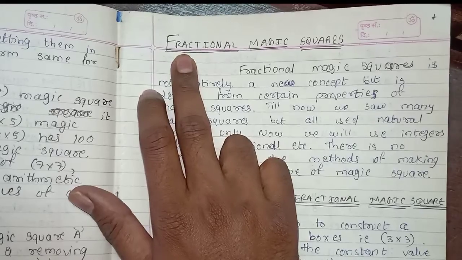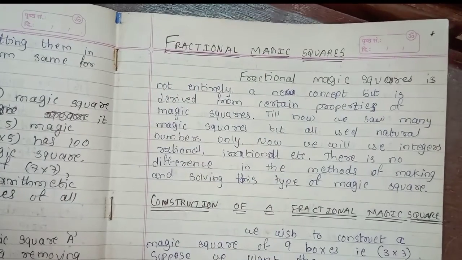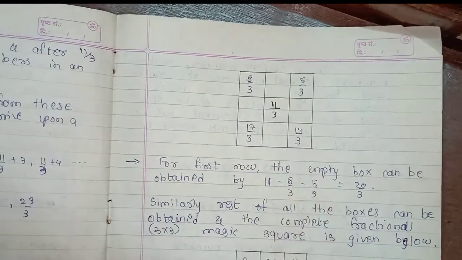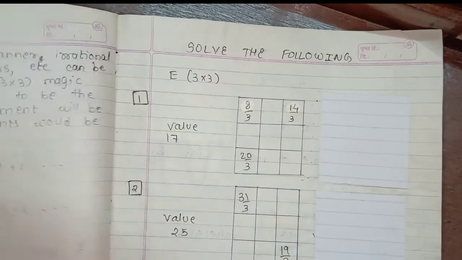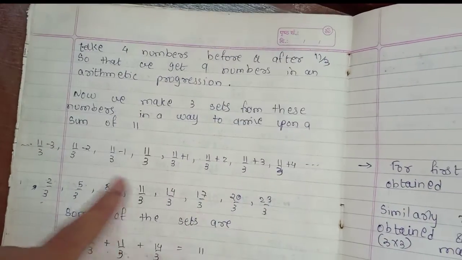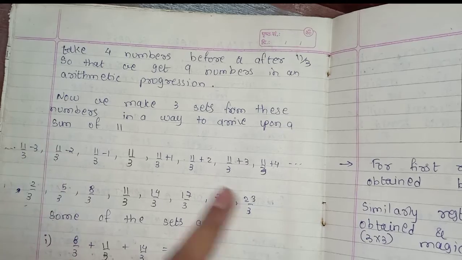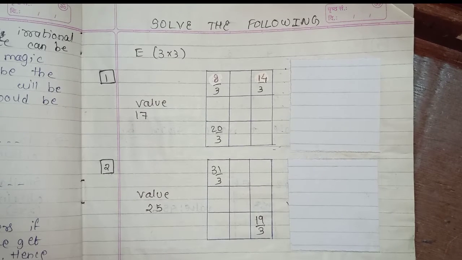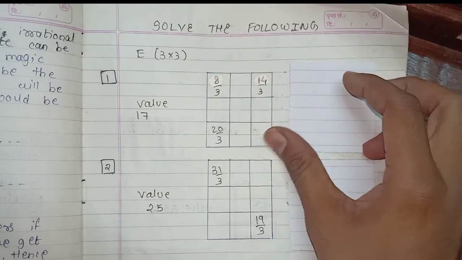Now, another type: fractional magic squares. So here all of the elements will be in fractions, as you can see. Other than numbers, there are fractions, and this is the sequence. After this book introduction, I will teach you how to construct them, not all, but just general 3 by 3 and 4 by 4, because if I converted this entire book into that, it would be very long.